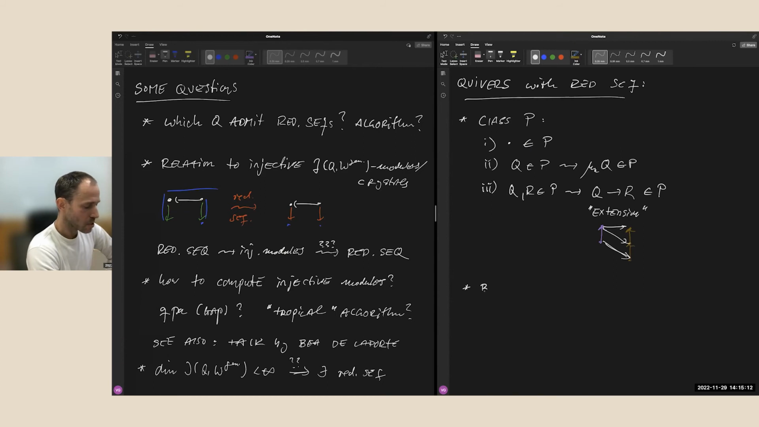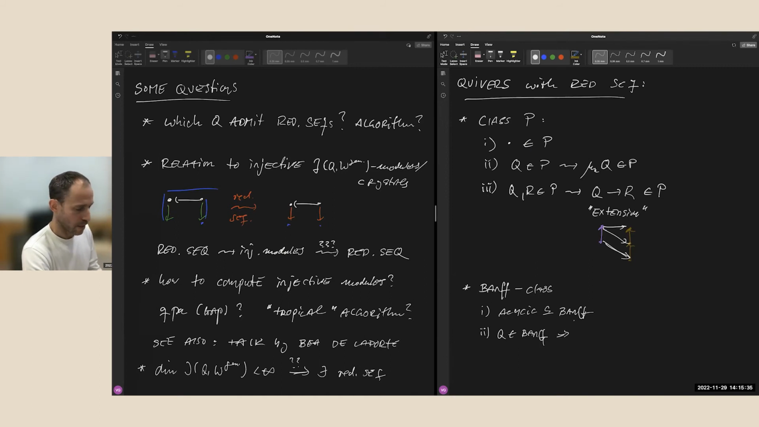The other class which is known to have a reddening sequence is the Banff class, which is closely related. They consist of acyclic quivers, are closed under mutations, and under something called the covering.